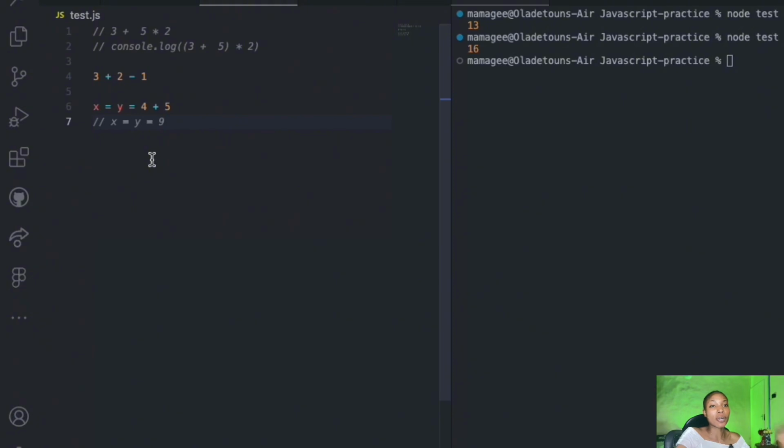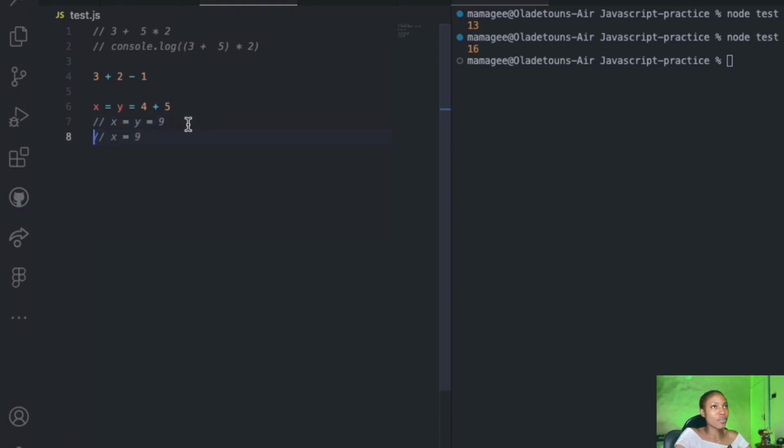From right to left, right? So we have x equals y equals 9. It doesn't start from x here. It starts from 9 here. So it takes 9, assigns the value of 9 to y, and then goes on to assign the value of y to x. And that's how it works, right? Because if it starts from here, x equals y, we don't know x yet. So if we don't know x yet, then we are assigning an undefined value to y, right? So assignment operators go from right to left.